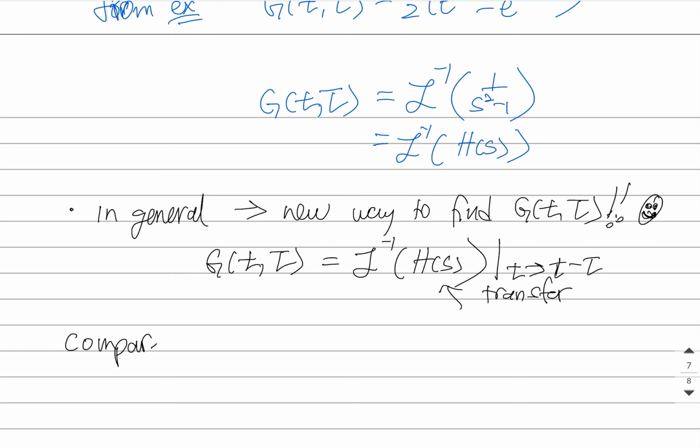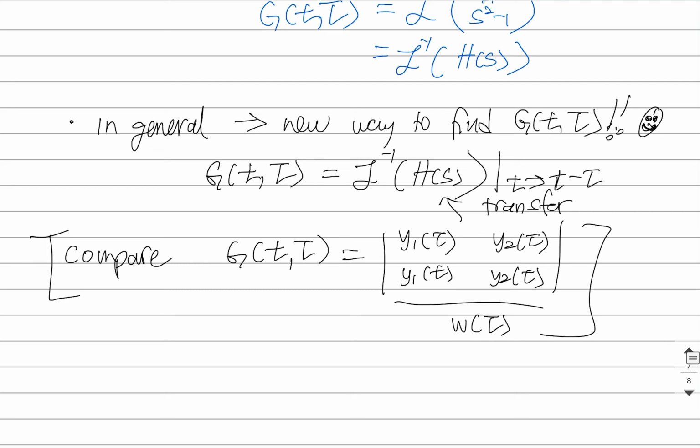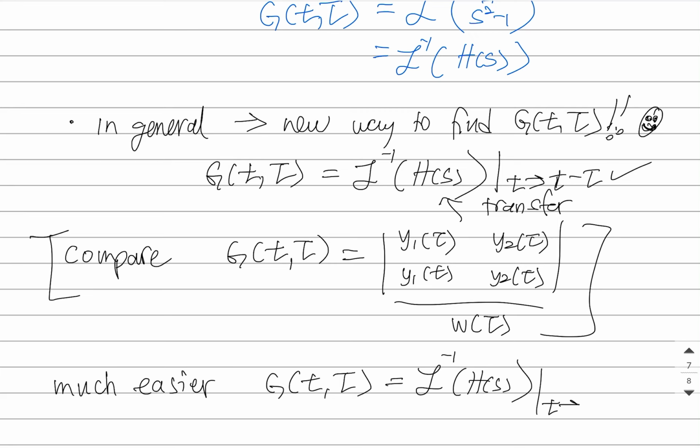So much easier than what we were doing before, where we used an s, but we would use a tau now, and we would have to go y1 of tau, y1 of t, y2 of tau, y2 of t, over the Wronskian in tau. That's a lot of work. This thing is much, much, much easier. It's much easier to find this thing by simply using the inverse of the system transfer function.